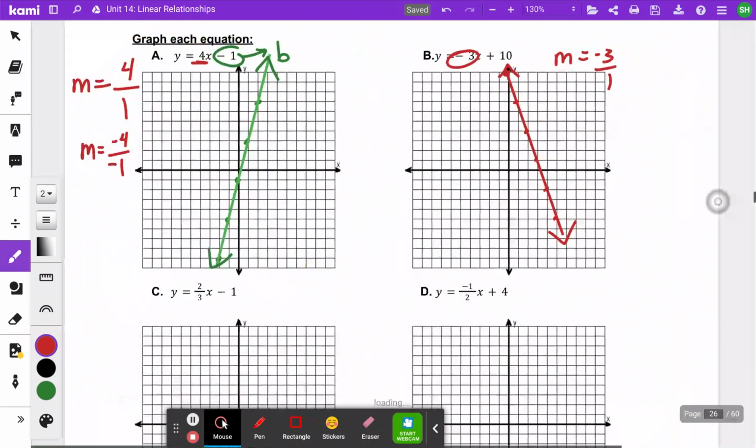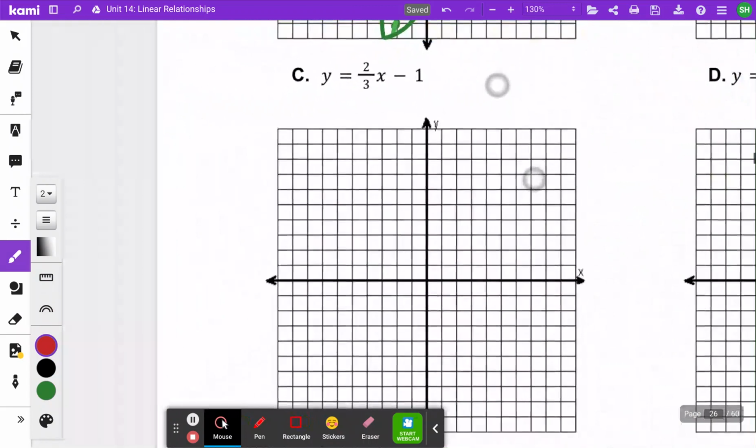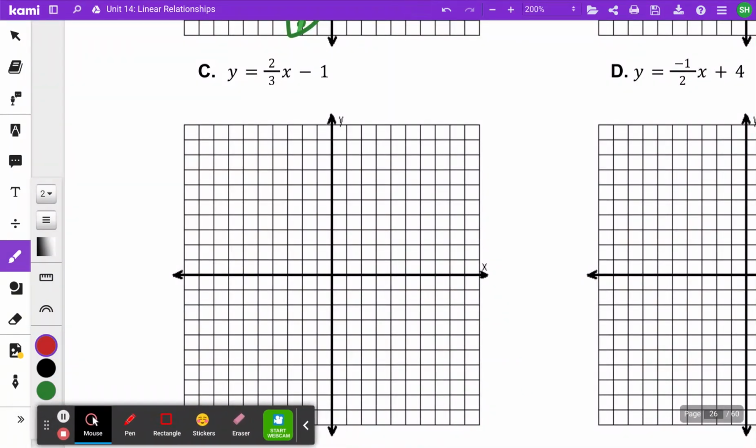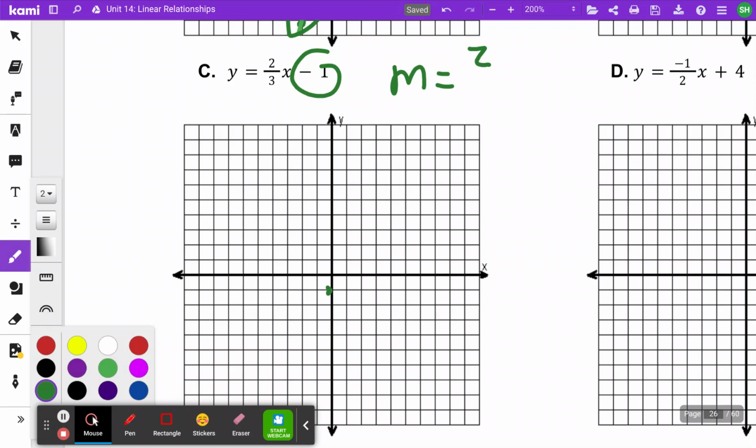Okay, let's look at C. C here already has a fraction in the spot where the slope is. We're going to use that second. First, we will use the y-intercept, b for begin. So we will start at negative 1. That's our first point. Every point from there will be done by the slope of 2/3.